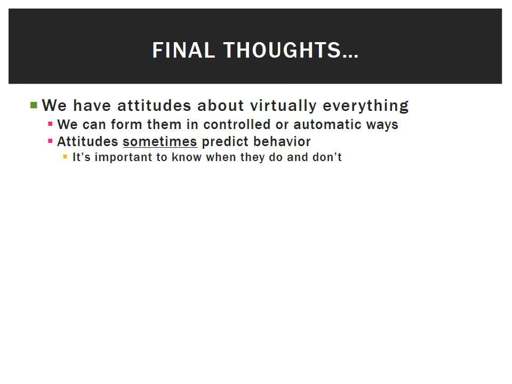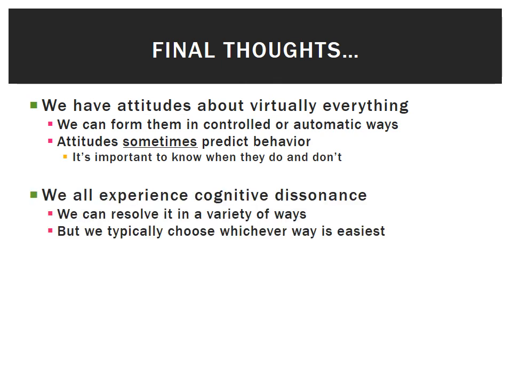Now some final thoughts on this topic. We have attitudes about virtually everything, as we talked about last Thursday, and we can form them in more controlled or more automatic ways. Controlled, like that learning approach. Automatic, more like mere exposure and conditioning. Sometimes they predict behavior, but it's important to know when they do and when they don't. We also talked a lot about cognitive dissonance. We can resolve it in a variety of ways, but we typically choose whichever way is easiest. So often it might seem like the most logical way to resolve our dissonance is to change our behavior, but often that's not the easiest way. We prefer taking the easiest way whenever we can.